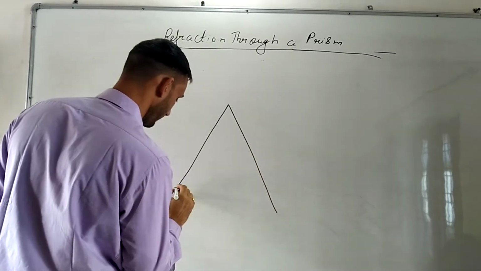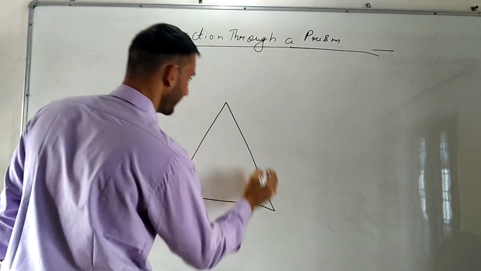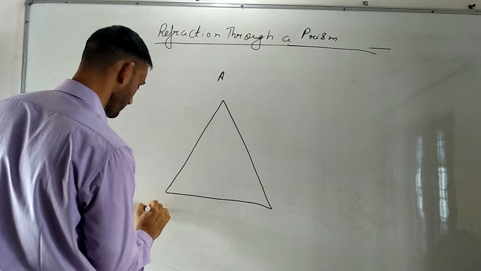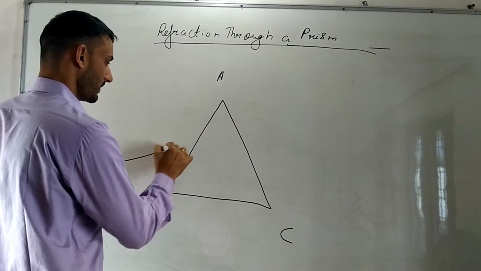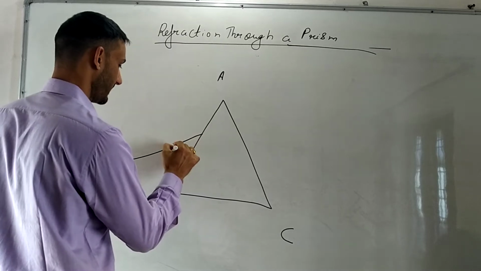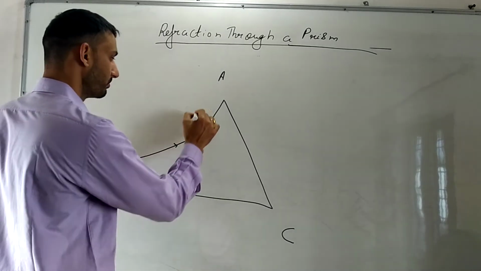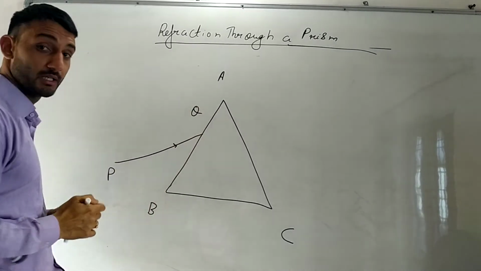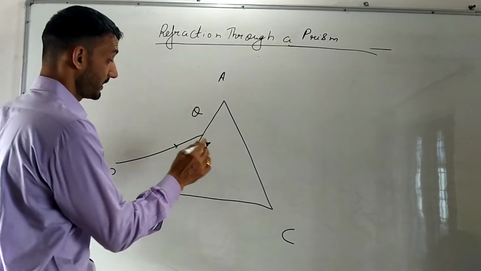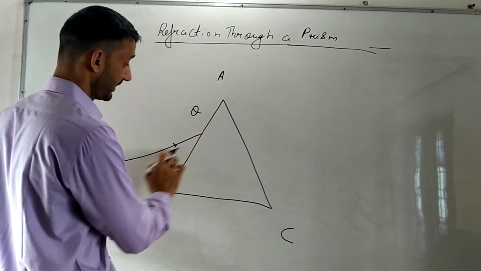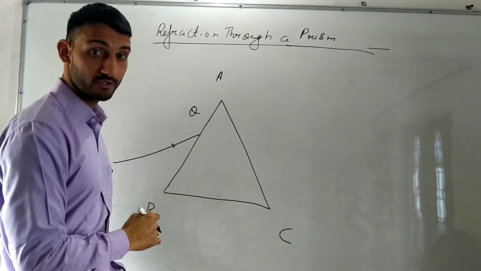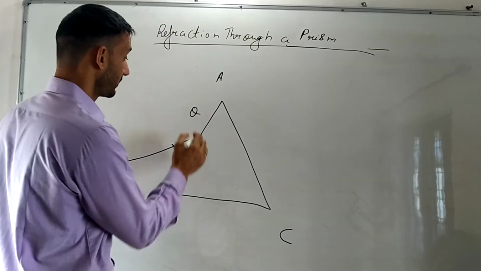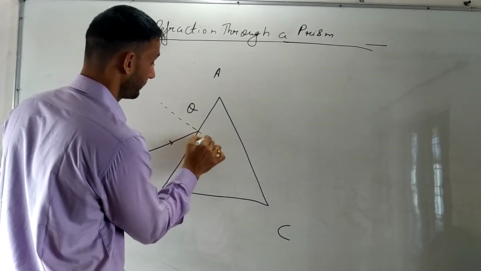So this is a prism. Let us name this prism as A, B and C. This is the incident ray. Let us name it as PQ. Now, if PQ is the incident ray and AB is the surface, how will you draw the normal? You will draw the normal like this. So this will be a normal.